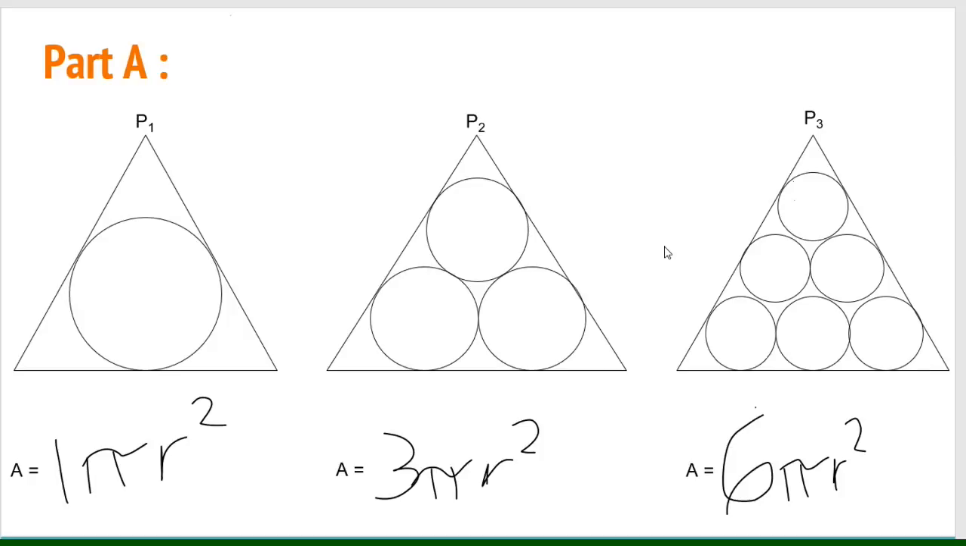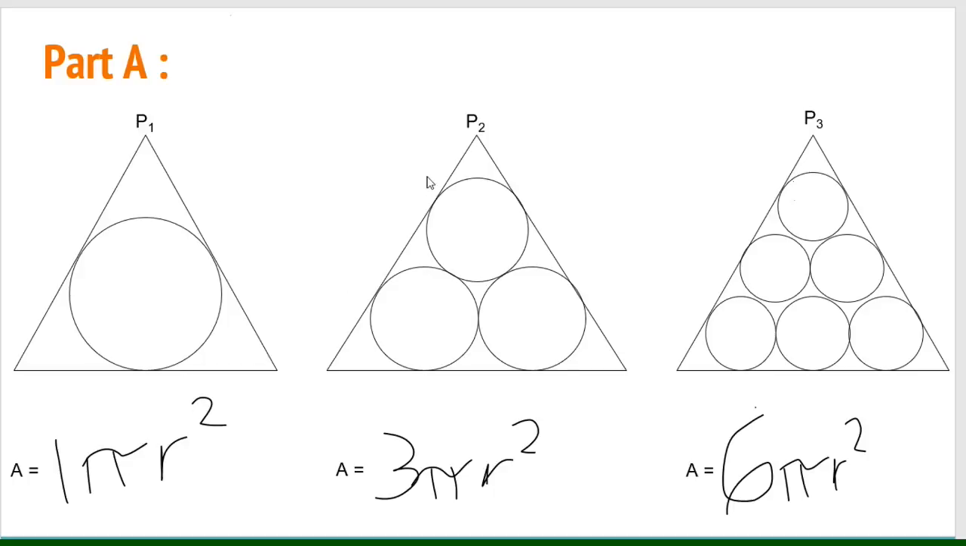Next, it asks us to find A sub 1, A sub 2, and A sub 3, the areas of the circles in P sub 1, P sub 2, and P sub 3. Put more simply, it is the number of circles inside of the triangle multiplied by the area of the circles. So for P sub 1, there's 1 circle. We multiply that by the equation for the circle, pi times r squared.